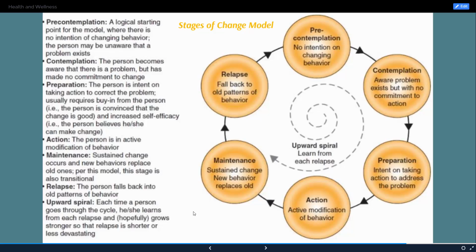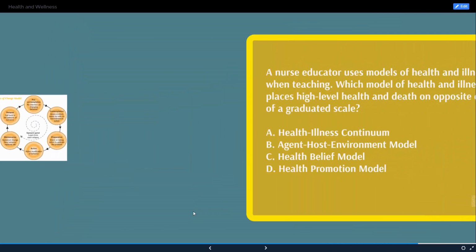And hopefully the next time, like it says in the upward spiral, each time a person goes through the cycle, he or she learns from each relapse and hopefully grows stronger so that the relapse is shorter and less devastating. So if the relapse occurs, it happens, right? That's life. But maybe next time we'll make a change that is a little bit more sustainable. All right. So let's look at this.